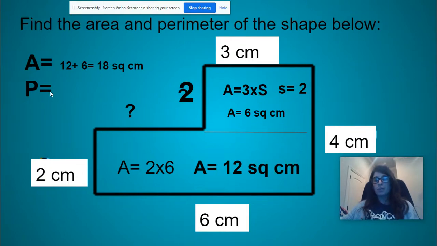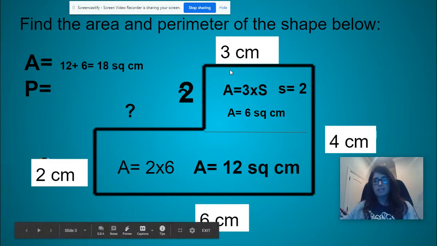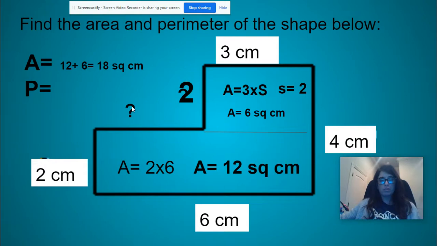All right, now we're ready to find the perimeter. And remember, perimeter is when you add all the sides up. We know every single side except this question mark right here. We've got to figure out what that equals, okay?